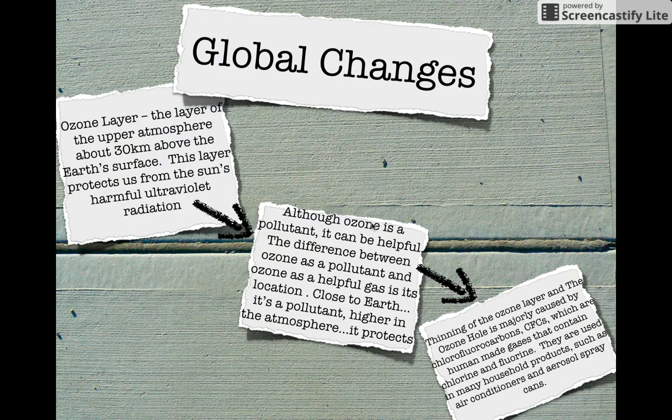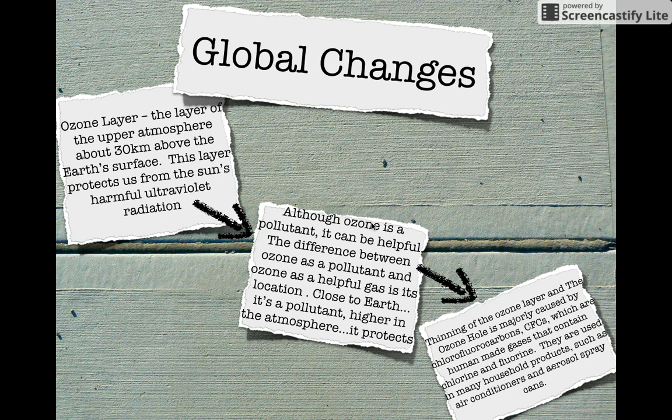So, global changes. We have the ozone layer, which we talked about before. Remember, that happens in the stratosphere. It's the layer in the upper atmosphere, about 30 kilometers above the Earth's surface. This layer protects us from the sun's harmful UV rays. And remember, we said UV rays are bad. We do not want those.